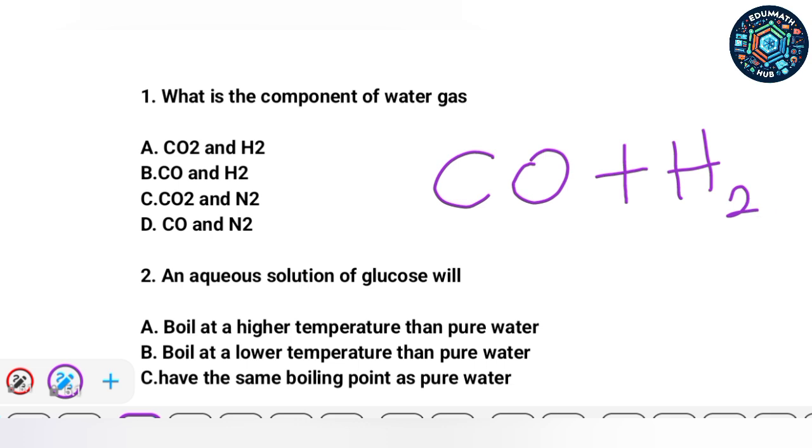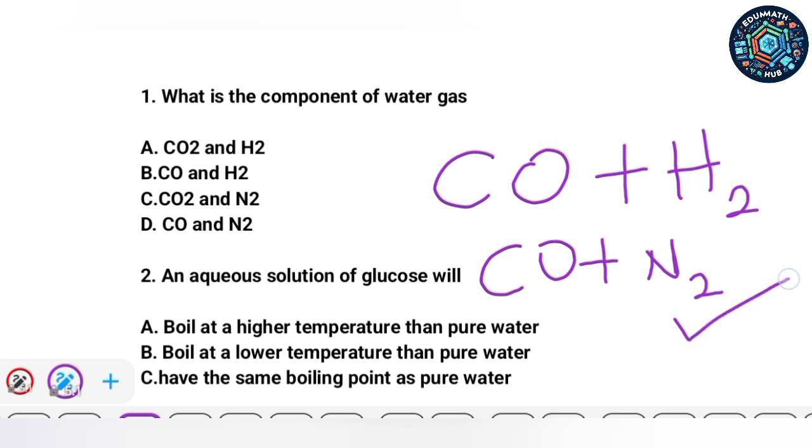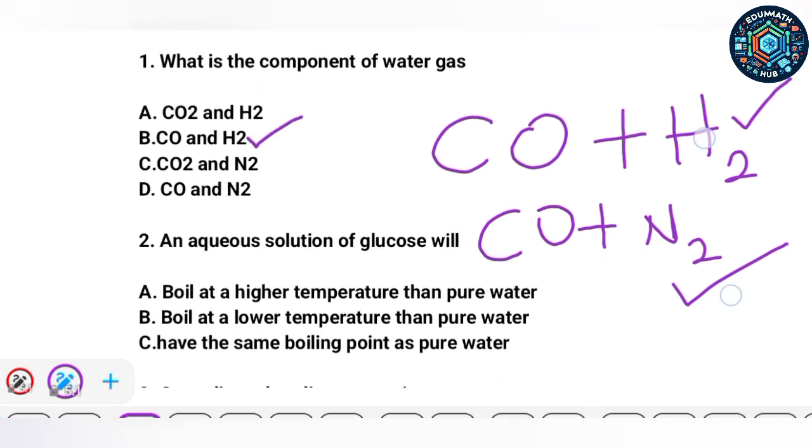This is water gas. But there's another gas that looks exactly like this, called producer gas. That one is CO plus N2. So CO plus N2 is called producer gas, while CO plus H2 is called water gas. Our major concern in this question is water gas, so the correct answer is option B. Okay, now let's move to the next one.